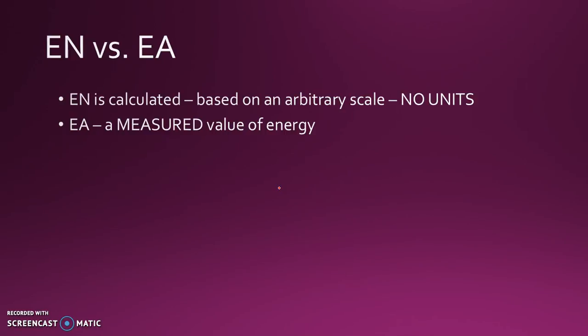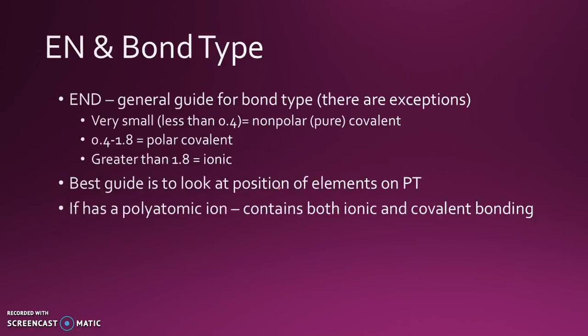Electron affinity is a measurable quantity. It's a measurable value of energy that deals with how much energy is released or absorbed when that atom gains an electron. So when we're looking at covalent bonds, it's always the electronegativity values that we're going to be looking at. The difference in electronegativity will tell us what type of bond is formed.